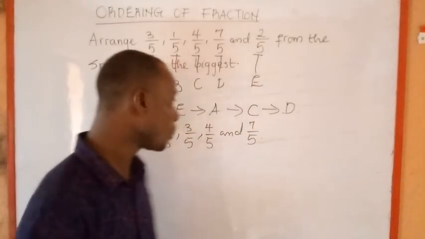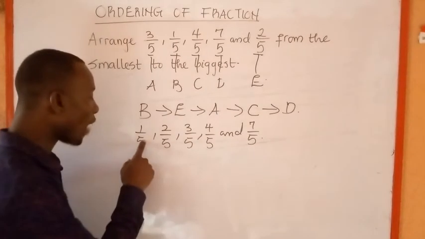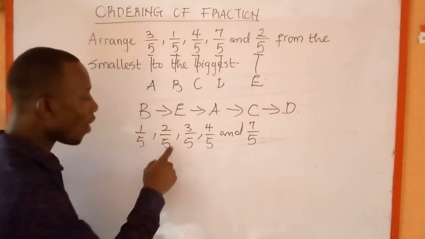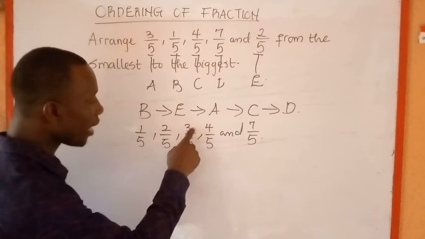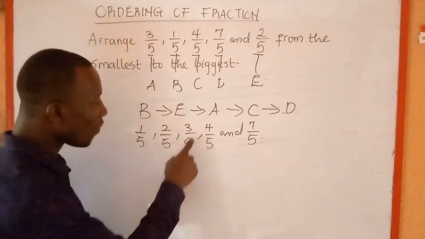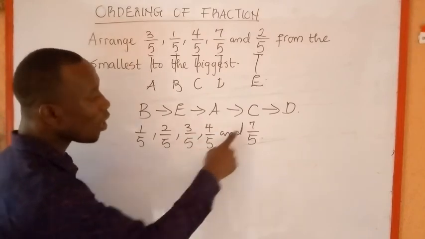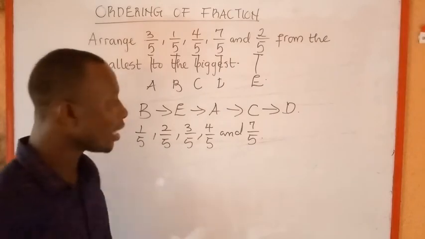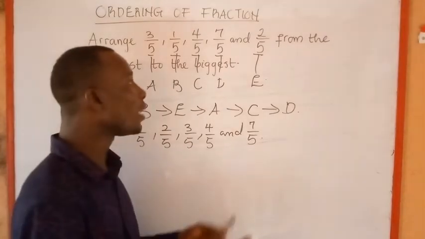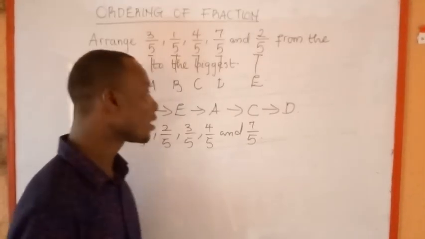It's very, very simple. You discover that 1 over 5 is smaller than 2 over 5, and 2 over 5 is smaller than 3 over 5, 3 over 5 is smaller than 4 over 5, while 7 over 5 is the greatest fraction here. I believe you've learned one or two things in this class.